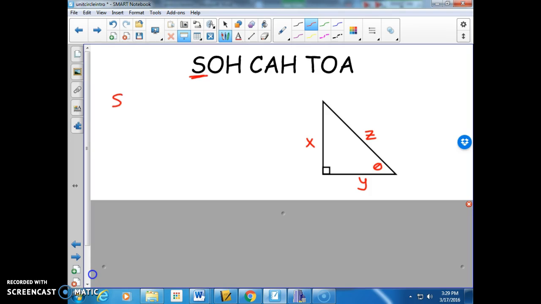So the S stands for sine, and it's always sine of theta, or the sine of the angle. And O over H stands for opposite over hypotenuse. From theta, the opposite, you go across, okay, is x. The hypotenuse is the one across from the right angle, so z is your hypotenuse. So if we look at our diagram, then we would have x over z.